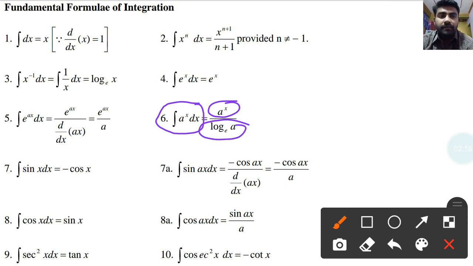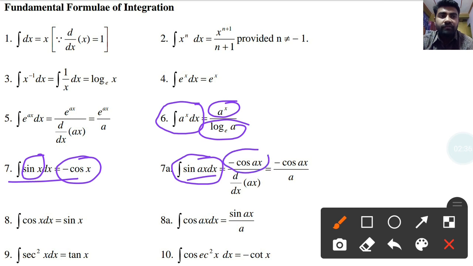Then the 7th, integration of sin x dx, so that will be minus cos, so the function changes, and sin is also negative. Then integration of sin ax dx, right? So that function will be minus cos ax upon d by dx of that coefficient ax. So a is constant, dx by dx is 1, so we are left with minus cos ax upon a.